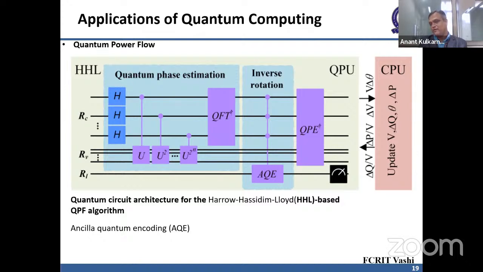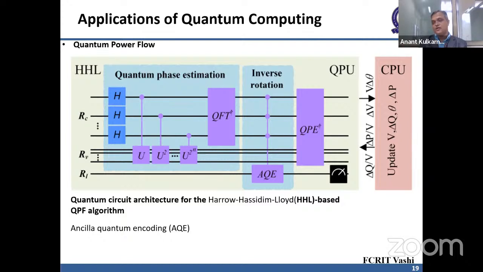One is the terminal voltage, which is also called bus voltage in electrical engineers' language. A bus is a node where many branches are connected together. Then active power, reactive power, and the phase angle of this bus voltage. In terms of these, we decide how the power is flows from one bus to another bus and so on, right?